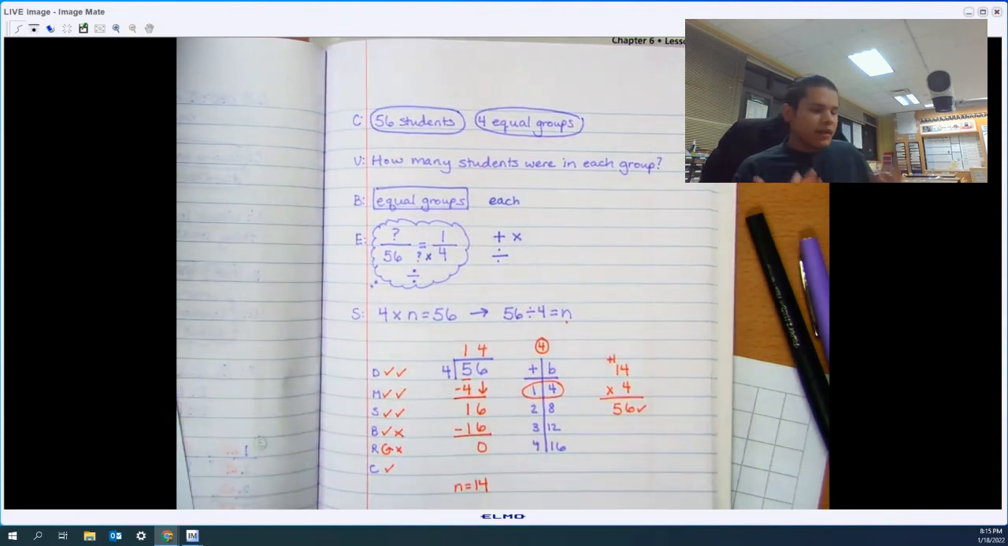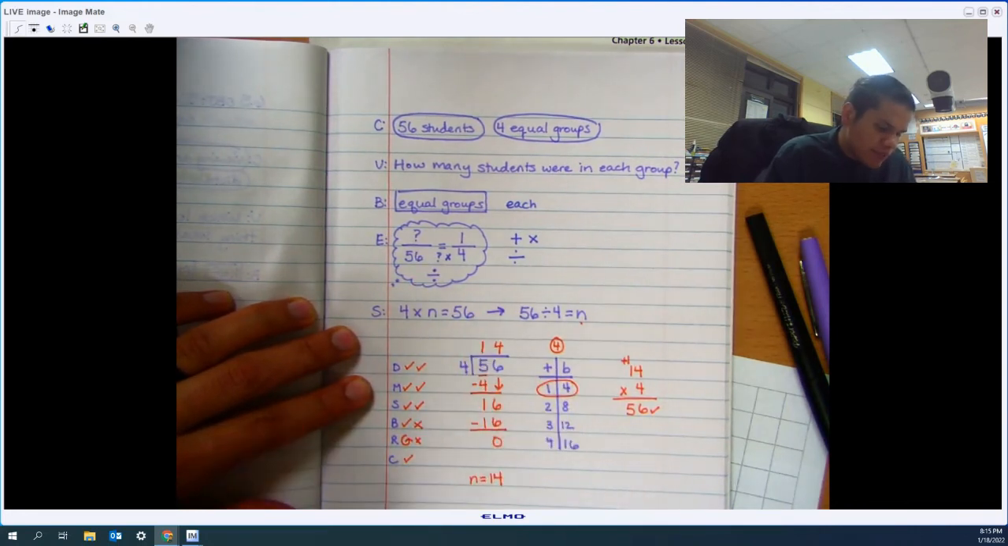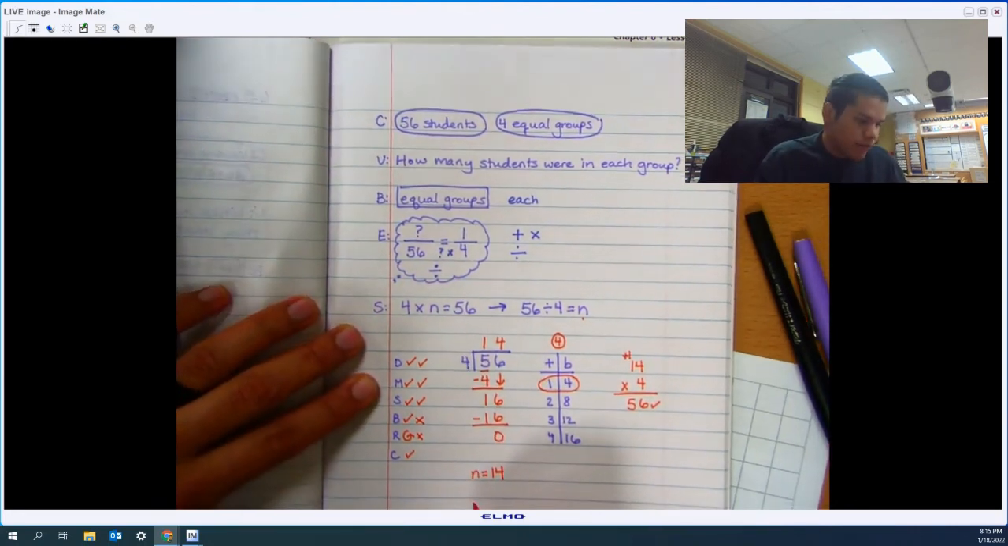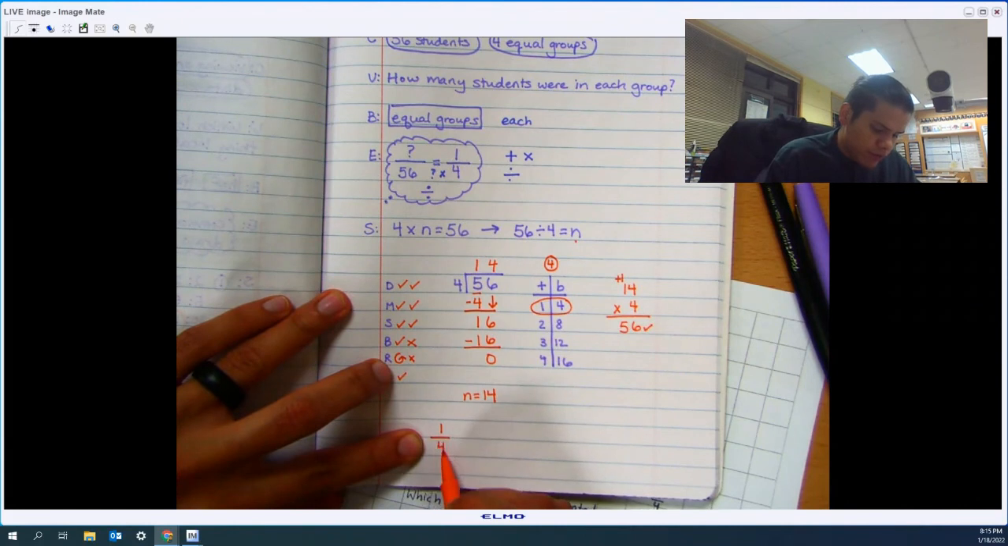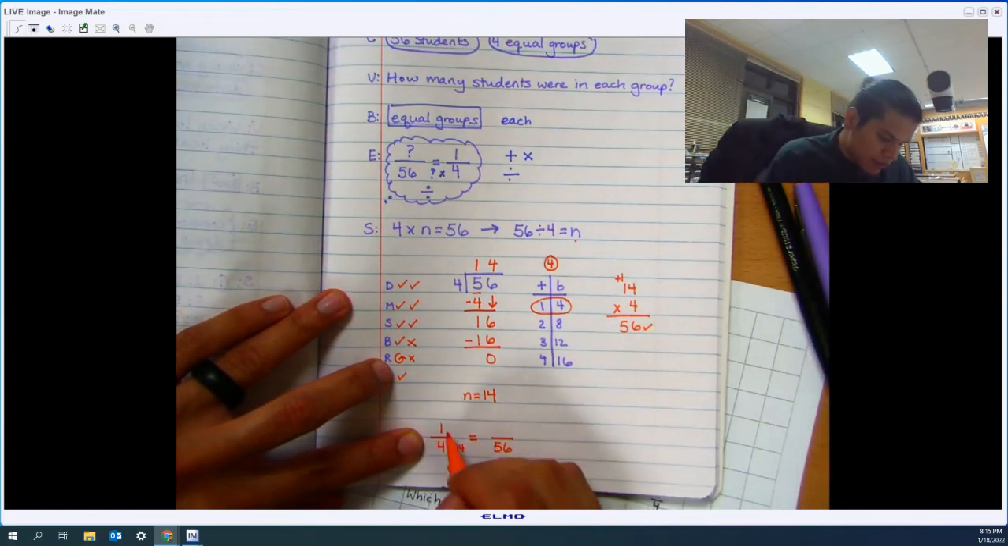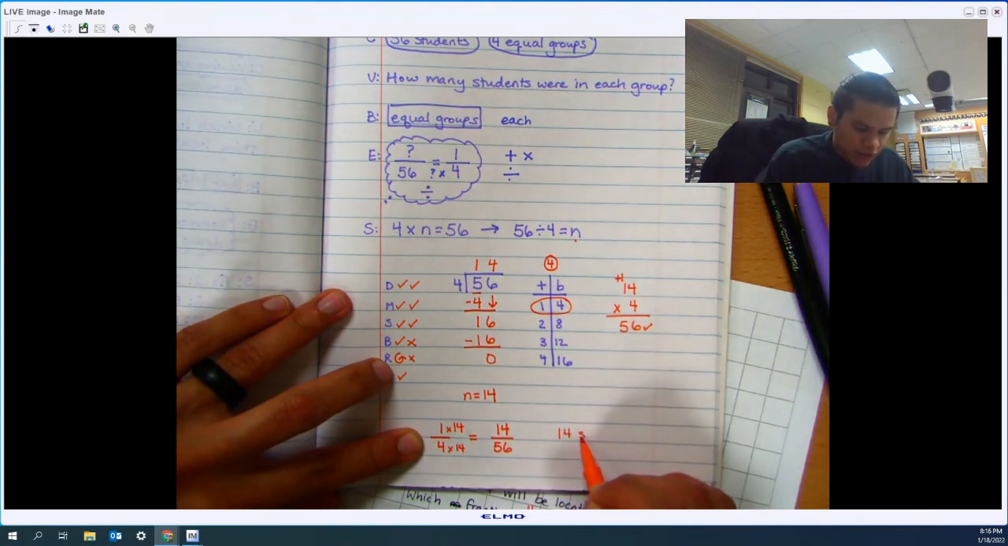But what does that mean? Well, let's go back to the question. How many students were in each group? We have 4 times some number. So I'm going to go ahead and rewrite 1/4. And we wanted to make an equivalent fraction with 56 down in the denominator. 4 times 14 equals 56. Anything we do to the bottom, we must do to the top. So I need to multiply 1 times 14. 1 times 14 is 14. So 14 out of the 56 students are in each group. That means my final answer is 14 students.